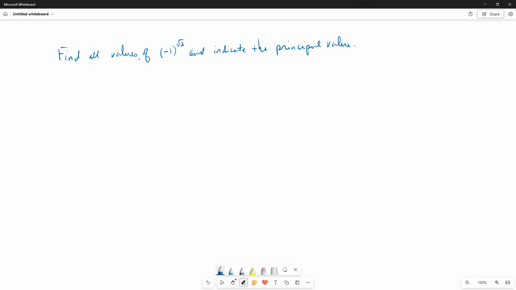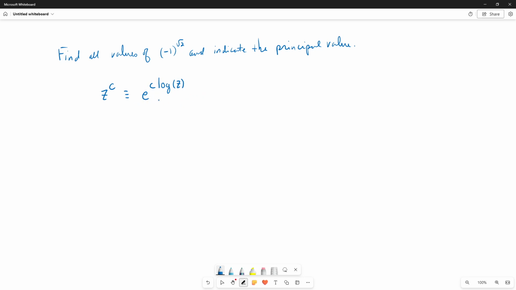We would like to find all values of -1 to the power square root of 2, and we would like to indicate the principal value of this expression. So a complex number, z, raised to a complex power, z to the c, is defined as e to the c times the logarithm of z. So that's the definition.